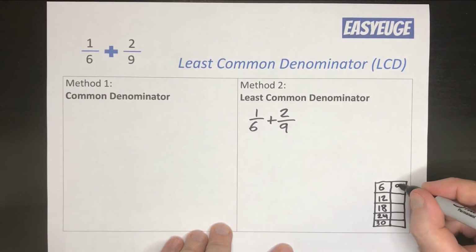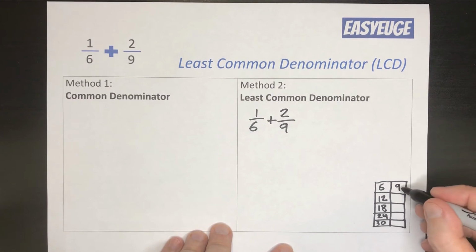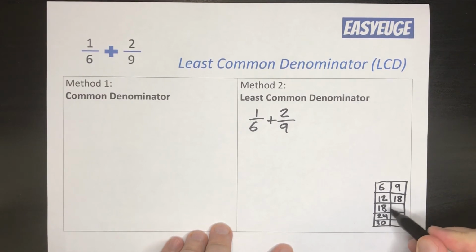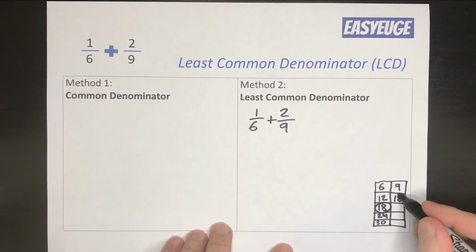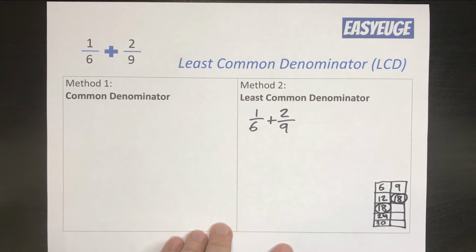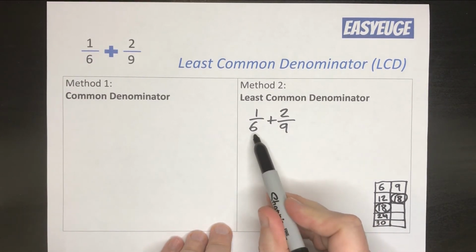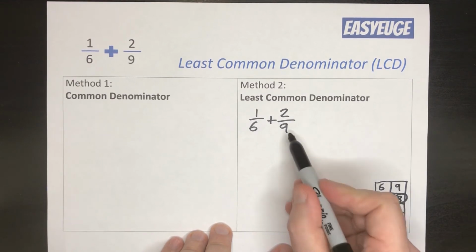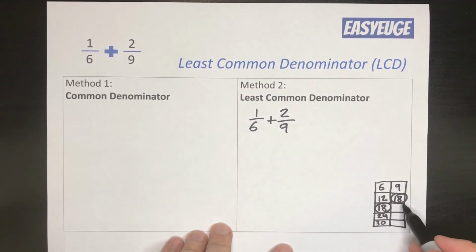Let me take a look at the 9. I'll put the 9 in this box. 9 plus 9 is 18. Oh, look, we've got a match. 18 and 18 are a match. It's a bit like bingo. So I can turn the 6 into an 18 by multiplying it by 3. I can turn the 9 into an 18 by multiplying it by 2.